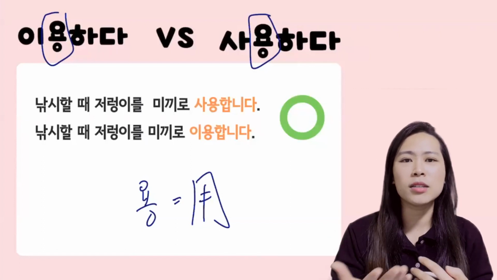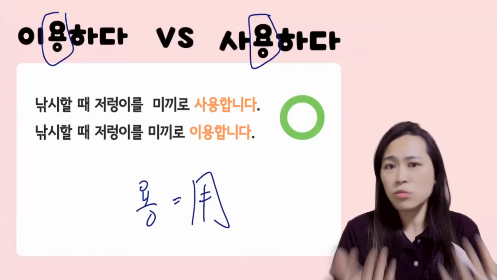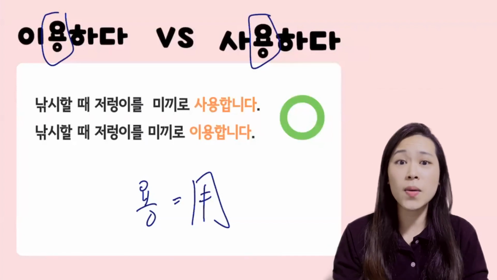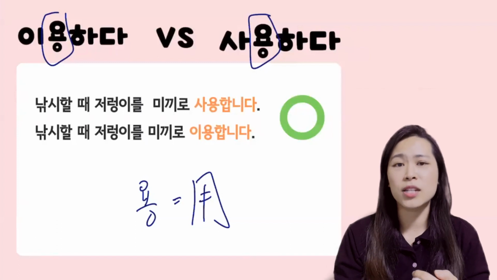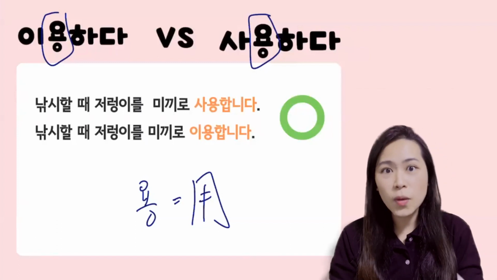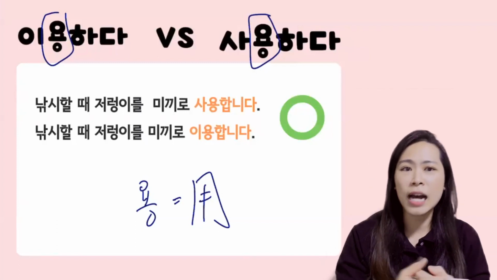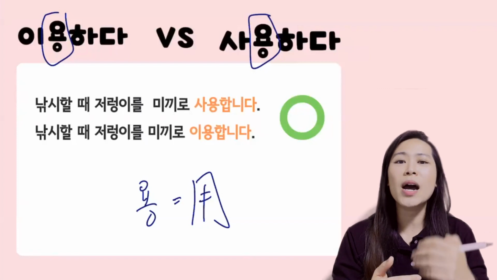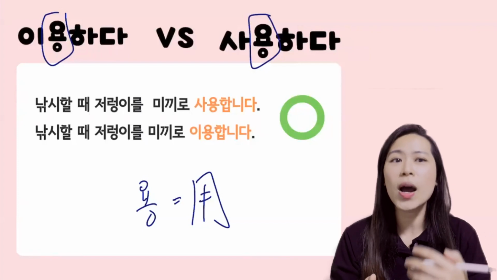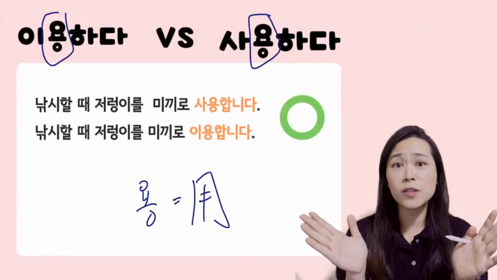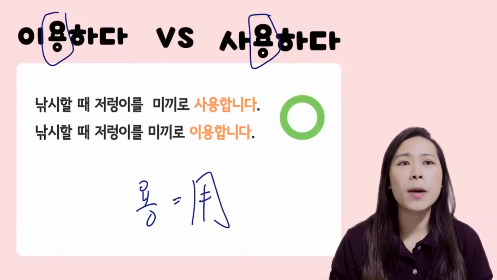Now, if you look at this sentence, both sentences here can use 이용하다 or 사용하다. 낚시를 할 때 지렁이를 미끼로 사용합니다. Both are fine. But how are they different?